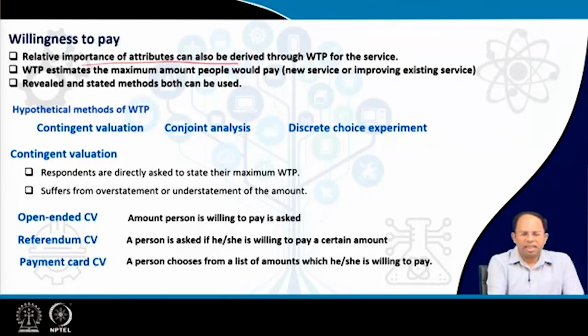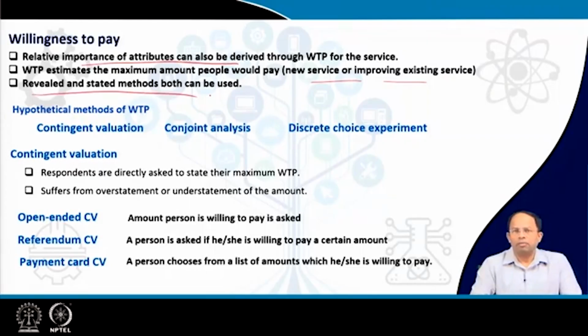WTP estimates the maximum amount people would pay for a new service or for improving an existing service, and again we can use both revealed and stated methods for determining willingness to pay. How do revealed methods work? We can actually provide the service and ask them for a particular price, and if they pay that price, that means they are willing to pay that. For another area, we can set another price and see how much people are willing or not willing to pay. If I get that kind of data, that's revealed data.